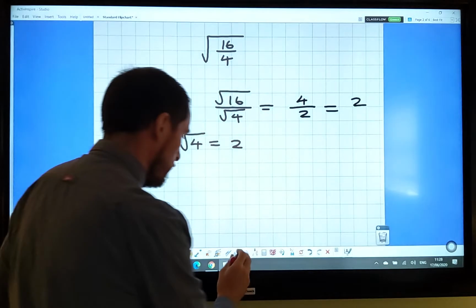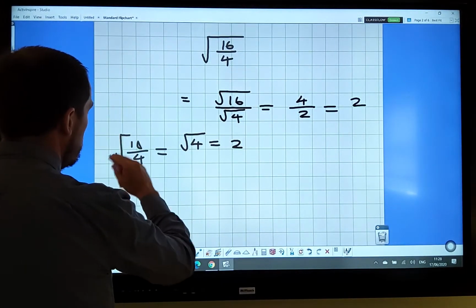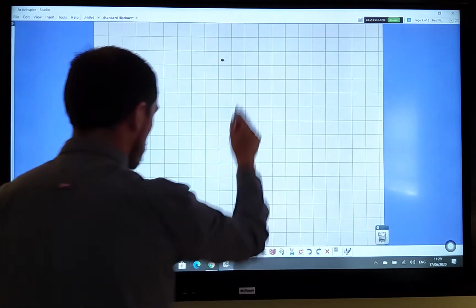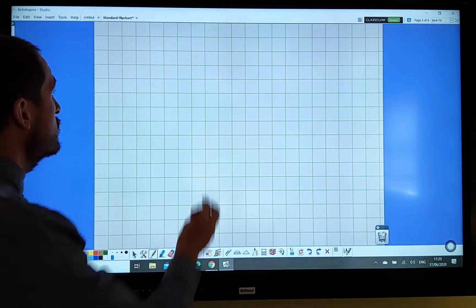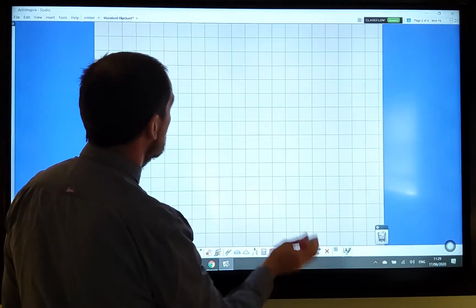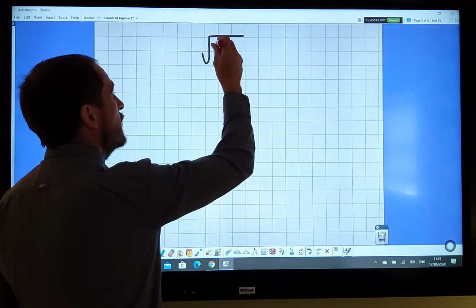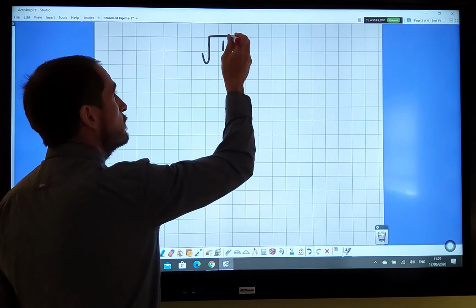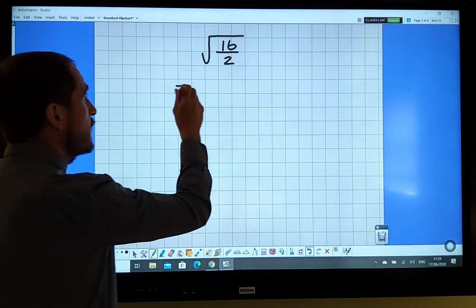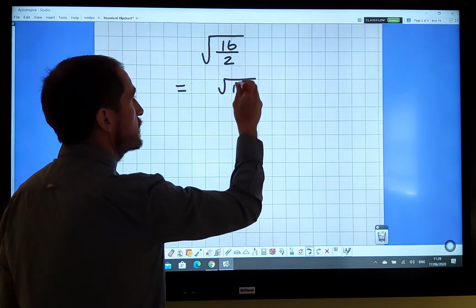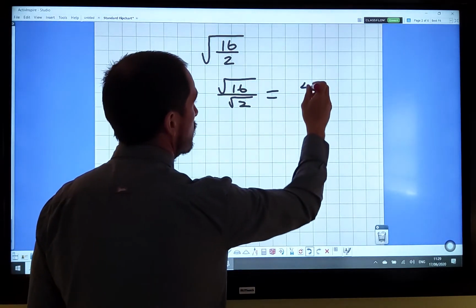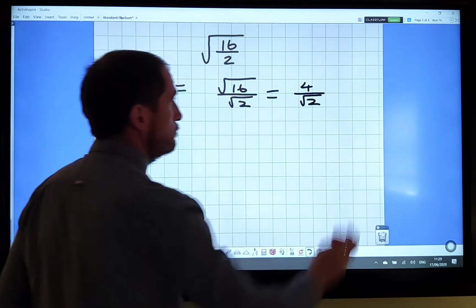Okay, but say for example we had one like this, and this is just important to understand surds. And that's all it is, just understanding how surds work, okay? So say for example you had the square root of 16 over 2. Again, that can be written as the square root of 16 over the square root of 2, which is 4 over the square root of 2.